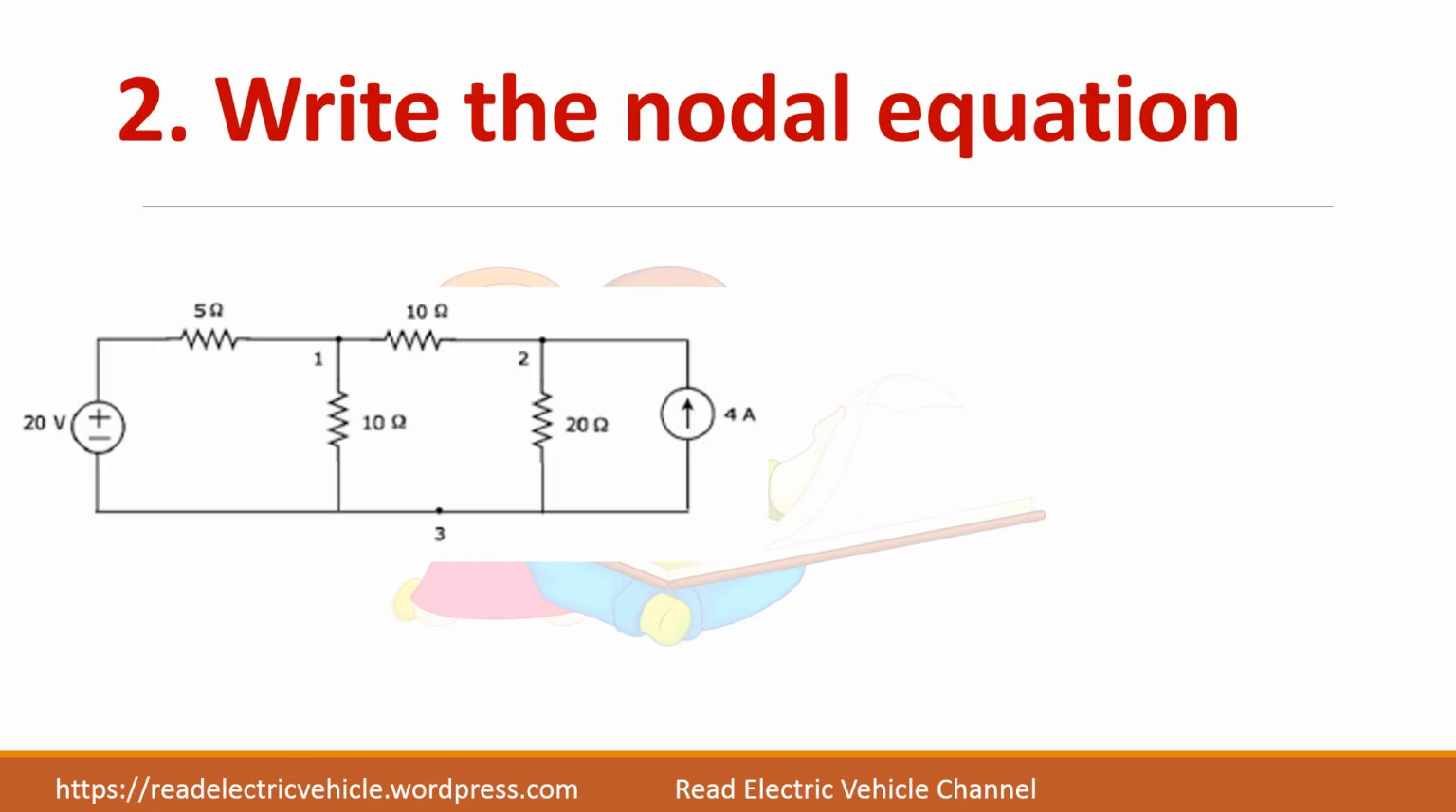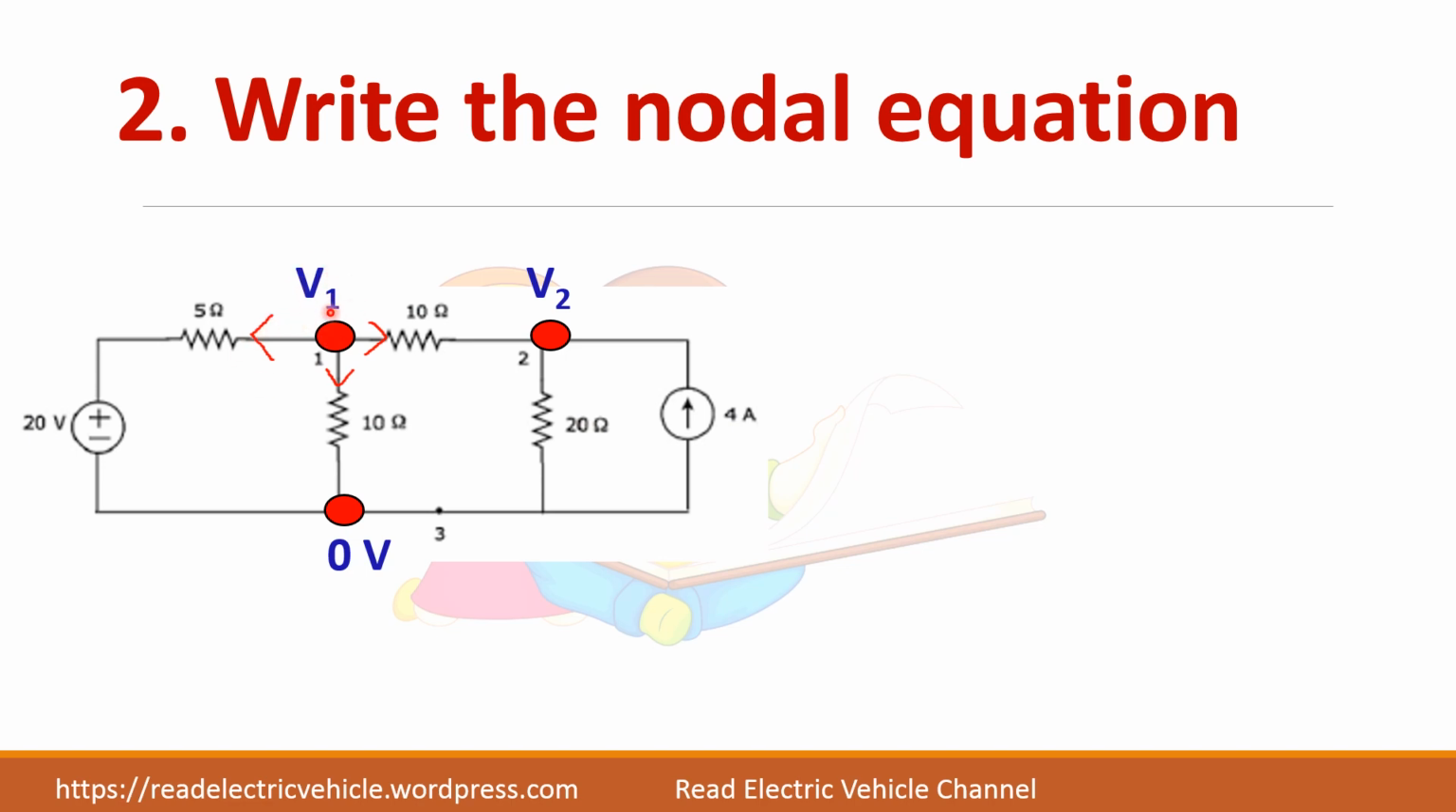Now let us take the second problem and write the nodal equation. Here again we are identifying the nodes 1 and 2, and this is the reference node. So mark the nodes V1 and V2. Now we have to mark the current direction and write the equation.